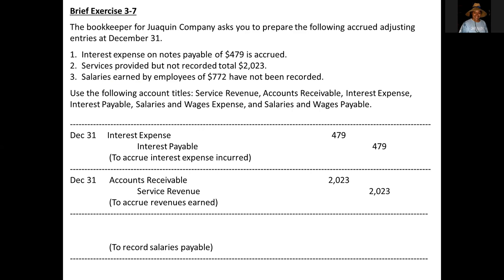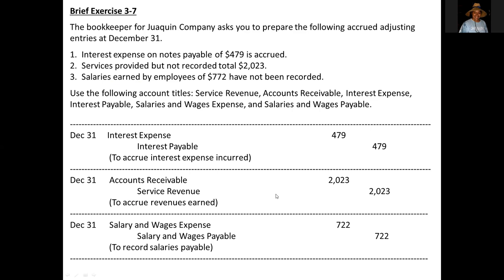Okay. And then the last one is salaries earned by employees of 772 haven't been recorded. This is kind of like number one. This is an expense of 772 earned by employees during the month of December, but they haven't been paid yet. So the accountant knows they've got to record it. Okay, so how do we record that, anybody? Debit what expense, and credit what liability? There you go. Okay, so we're going to debit an expense account, salary and wages, and we're going to credit a liability, salary and wages payable.